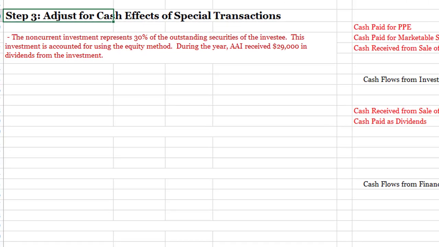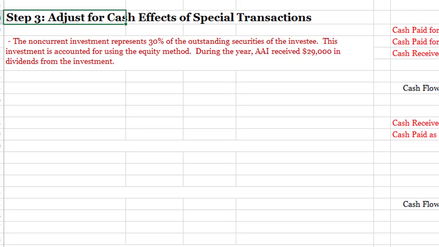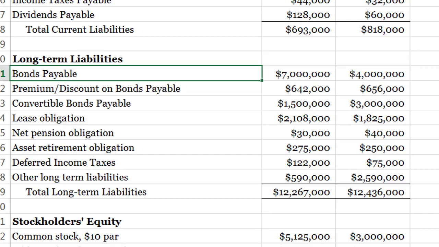The next special transaction is about our non-current investment. It says it represents 30% of the outstanding securities of the investee. This investment is accounted for using the equity method. During the year, we received $29,000 in dividends from this investment. Now, what is this talking about? Well, the best way to know what this is talking about is to jump to our balance sheet again. And what it's talking about is an investment.